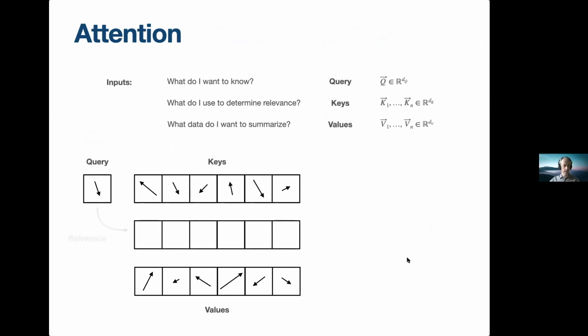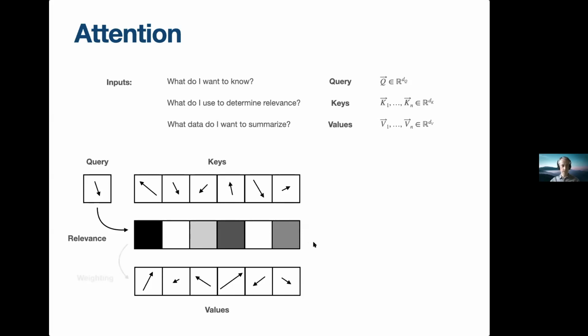Now, the next thing we need to do is determine relevance. For every key, we're going to have a number that determines how relevant this vector is to this query. So here I've encoded this by different colors. Black means highly irrelevant, and white means very relevant.